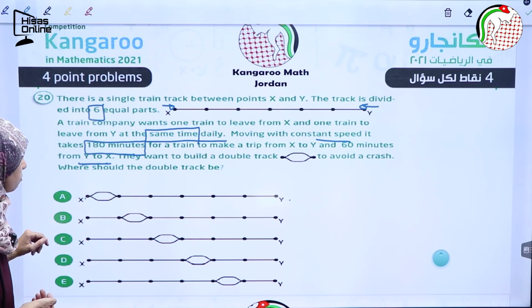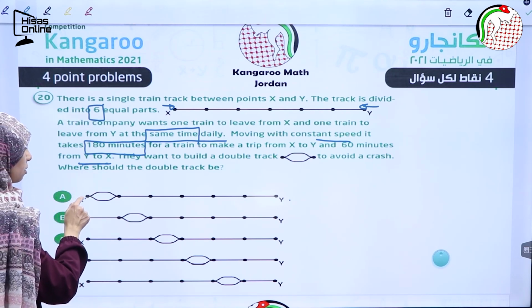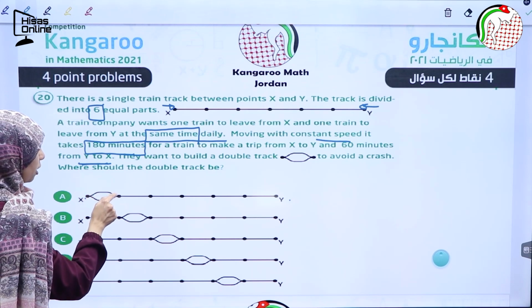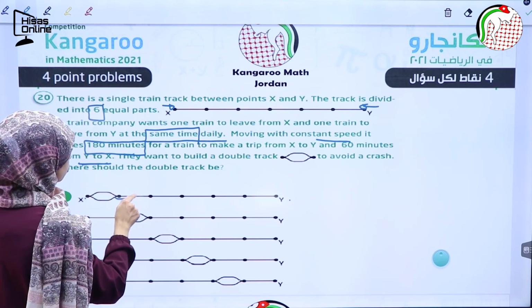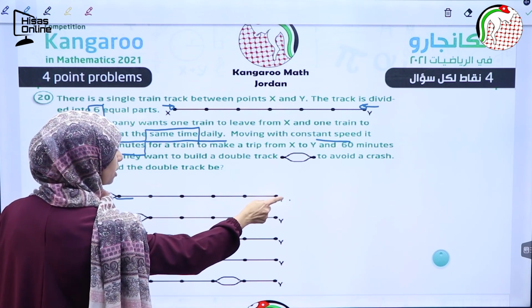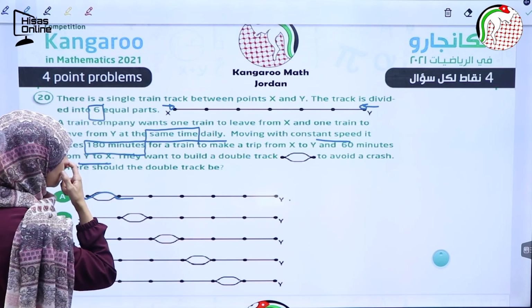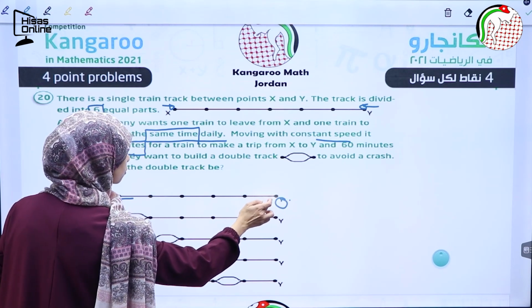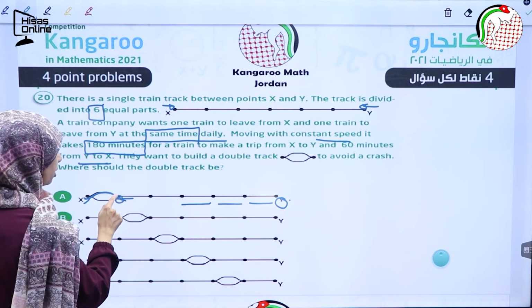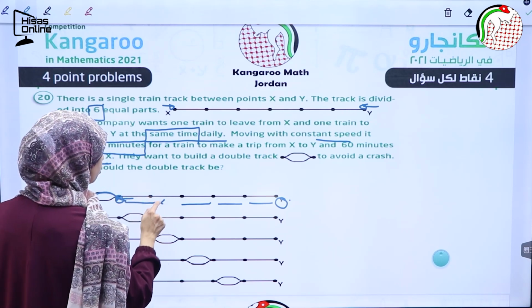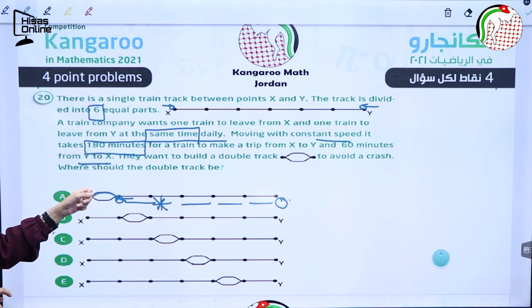So let's move from X to Y. From X, each one part here, because triple the time, that means 1, 2, 3. This one is faster. So 1, 2, 3, while 1 here. From Y, it's faster. So 1, 2, 3. So from X will be here. Then when he starts to move here, there will be a crash. That means the double track will not be useful here.